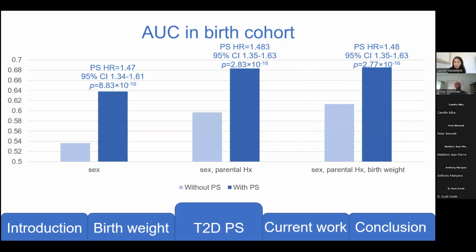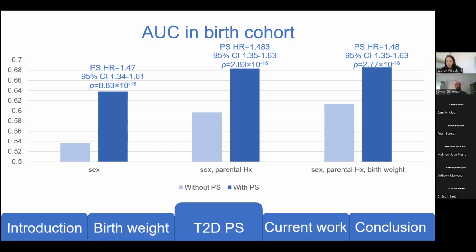So going from the left-hand to the right-hand side on the horizontal axis, if you just have sex, the left-hand panel, so the light blue is without the polygenic score. So sex alone wasn't that great of a predictor of whether or not a person would develop diabetes in this population. But then when you add the polygenic score, there's a quite big increase. So the light blue versus the dark blue.